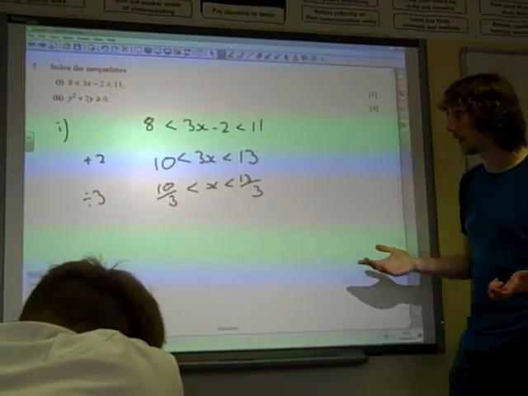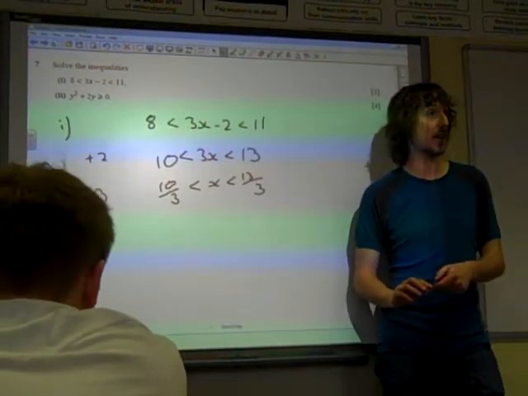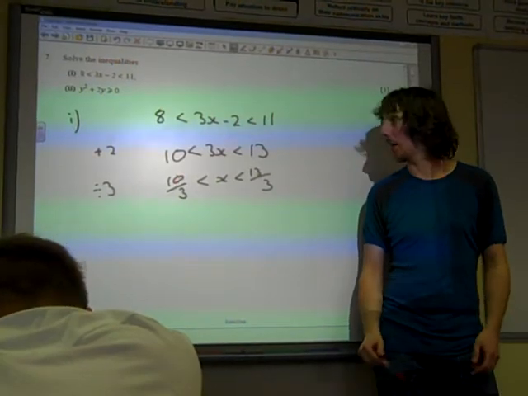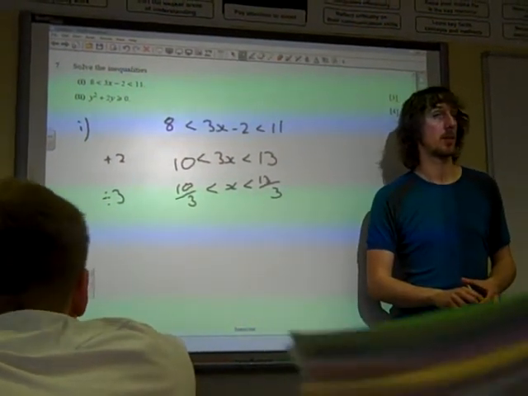And that's it. We've solved the inequality. That's all we had to do. We just have to say that x is bigger than 10 over 3 and less than 13 over 3. And there is your 3 marks just for doing that.